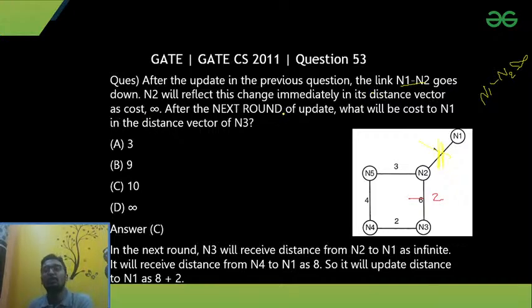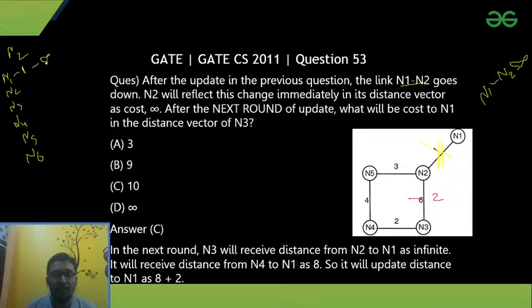After the next round of update, what will be the cost to N1 in the distance vector of N3? They are telling that this link goes down and this has been reflected in N2's distance vector. That was N2's distance vector. Suppose N2's distance vector has entries N1, N2, N3, N4, N5, and N6. Initially N2 to N1 was 1, but now it will be reflected as infinite. N2 to N2 is 0 and so on. This distance vector has been changed at N2.